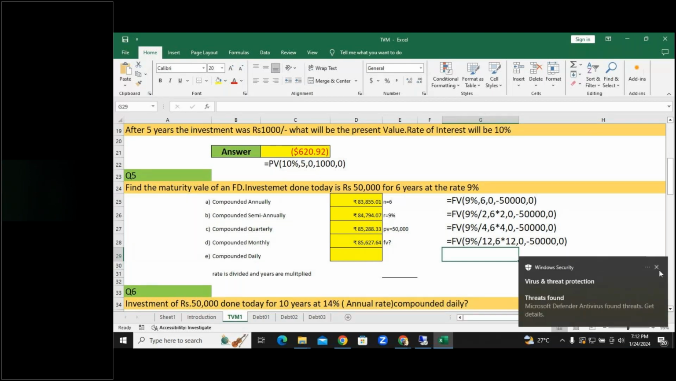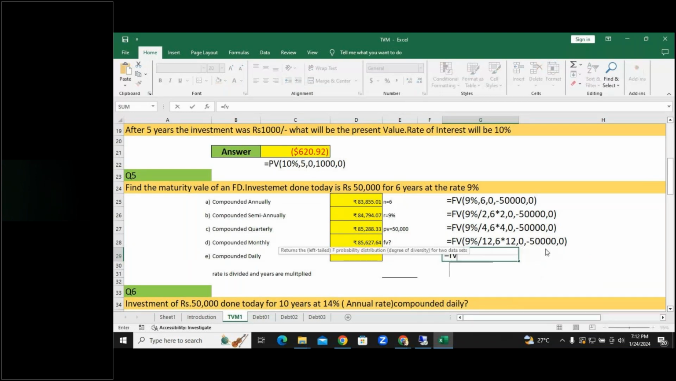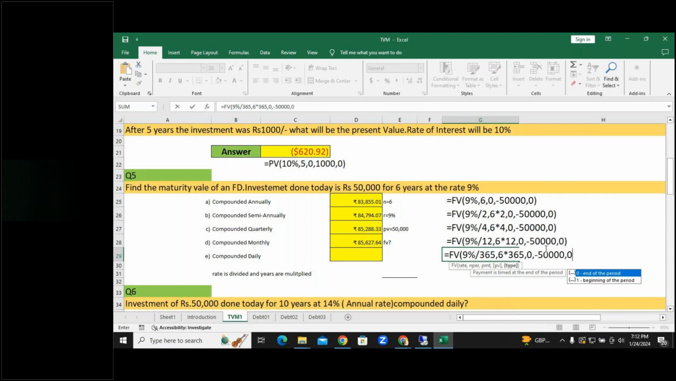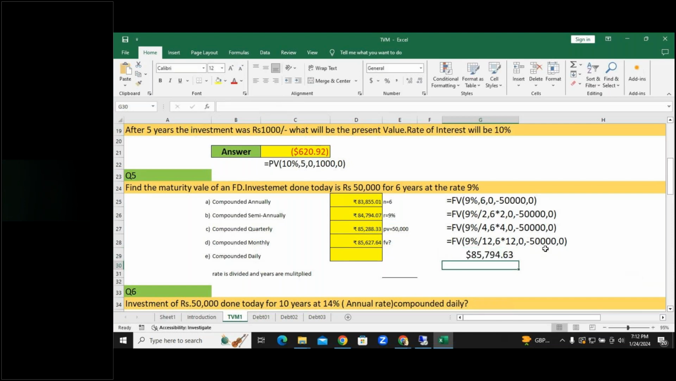Okay, so let me show the formula we have to put here: equals FV, open the bracket, 9% divided by 365. Compounded daily means it will be counted per day. In some leap years we get 366 days, but as a formal convention they consider 365 days. Then comma 6 into 365, comma 0, comma minus 50,000, comma 0. So this is the formula. 85,794 is the value you are going to get if it is compounded daily.